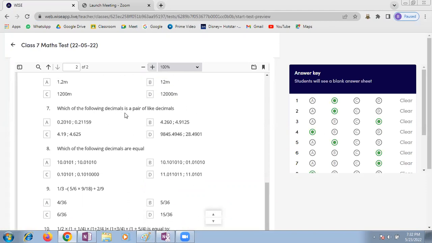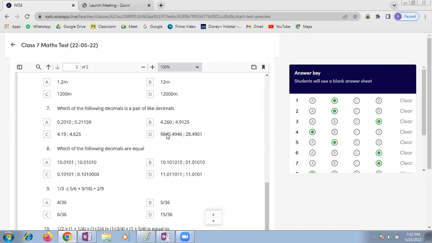Which of the following decimals is a pair of like decimals? No need of doing much here, children. Like means they should be the same. Ma'am, it's D, ma'am. D for Delhi. Let me check. Very good. It's D for Delhi. There are 4 decimal places here, and here too, 4 decimal places. Whatever places you have after the decimal point, that should be the same. So there are 1, 2, 3, 4 decimal places here, and here too 1, 2, 3, 4. So they have the same number of decimal places. That's why they are called like decimals.